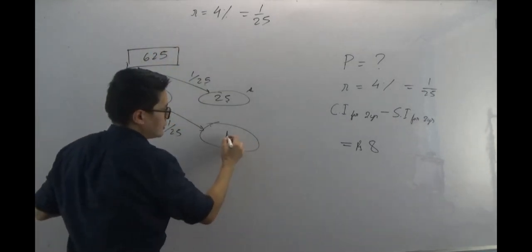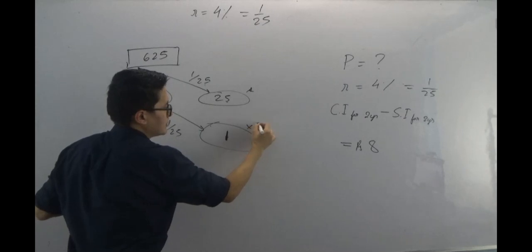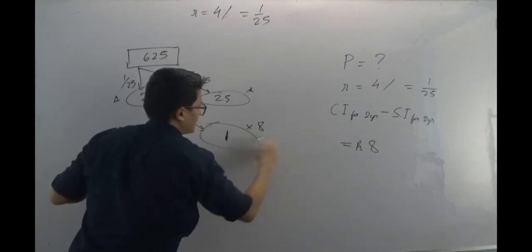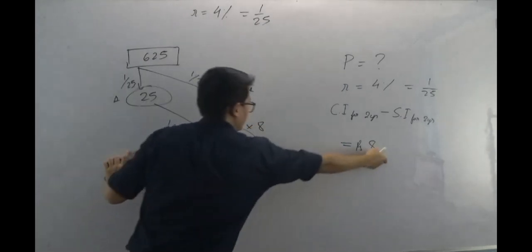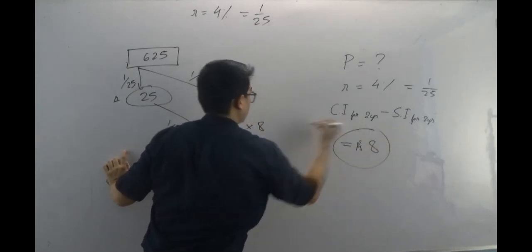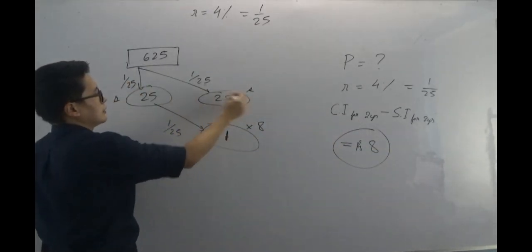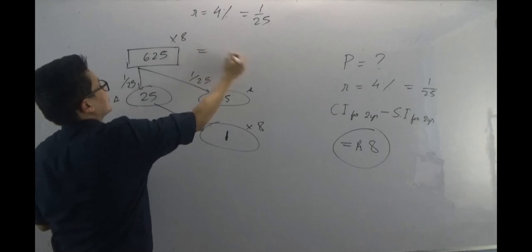Now the question gives that this one is 8. Assume the one is 8, the actual value, so 8 multiplied by 625 you get the answer.